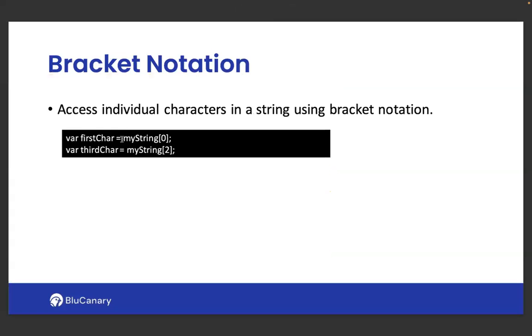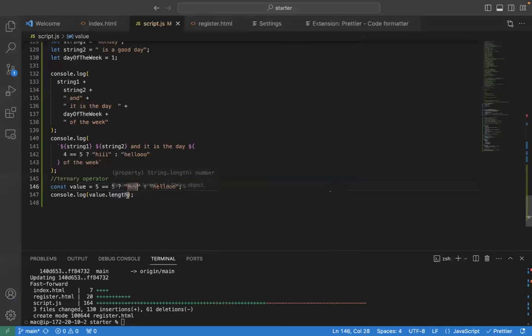So to access values on a string, it is very easy. First character, third character. There's what we call bracket notation. You understand? That's what we call bracket notation to get values from a string. How do we do that? Now this is value. Our value is H E Y.